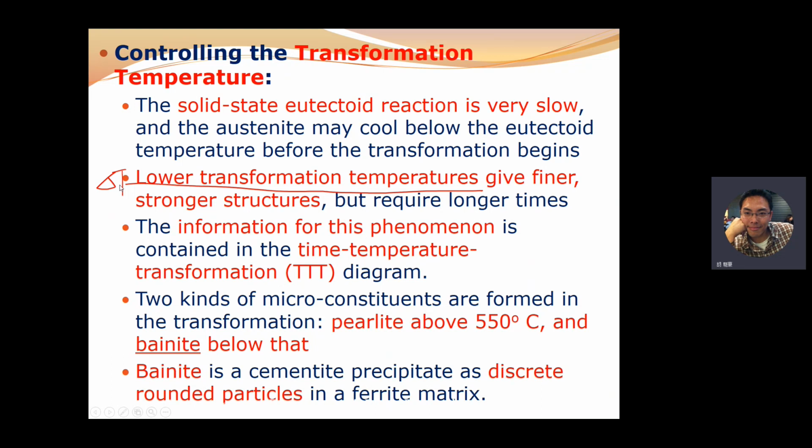Two kinds of microconstituents are formed in the transformation: pearlite above 550 Celsius and bainite below this temperature. And bainite is a cementite precipitate as discrete rounded particles in a ferrite matrix. We can look at some microscope images of this structure.